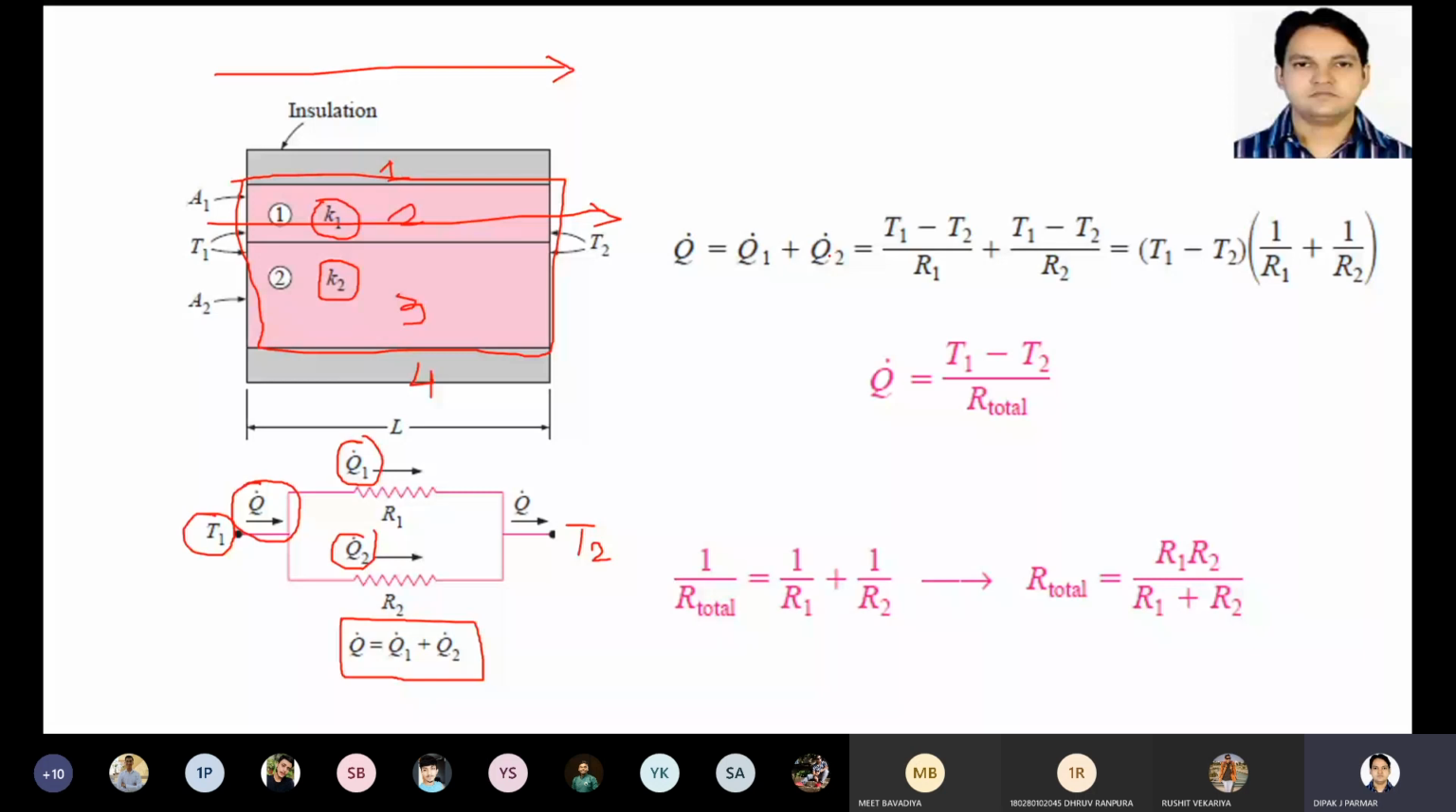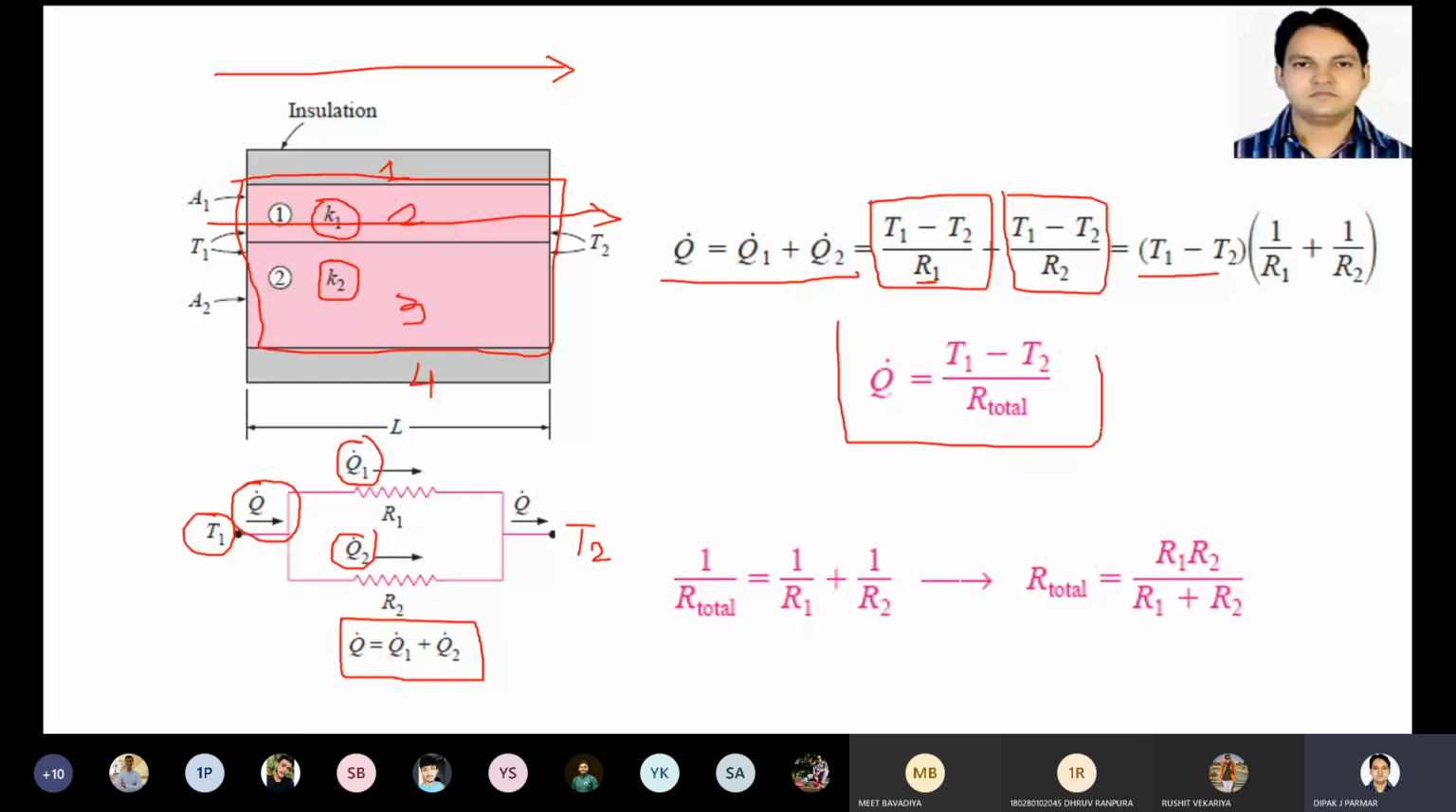Now we apply the electrical analogy: Q1 dot is T1 minus T2, meaning delta T, upon the resistance of the first material. Second, Q2 dot is T1 minus T2, the temperature difference is the same on left and right, but the resistance here is R2. You can take T1 minus T2 common, then your equation becomes T1 minus T2 times the bracket of 1 upon R1 plus 1 upon R2, and that is equal to Q dot, T1 minus T2 upon R total.